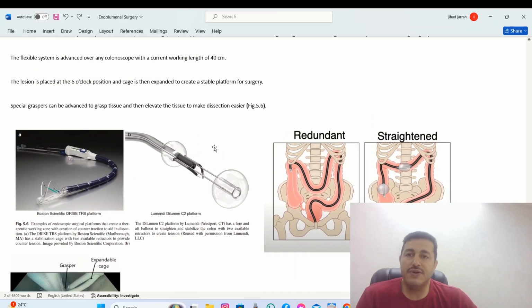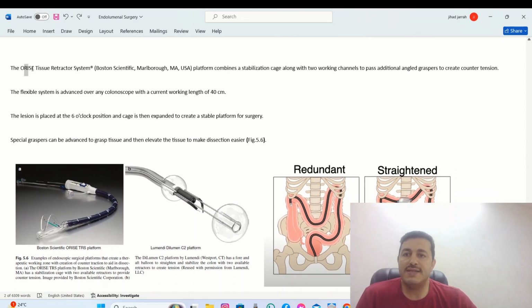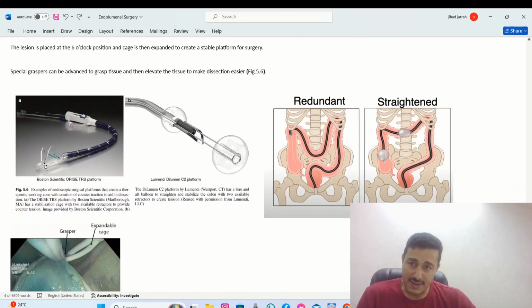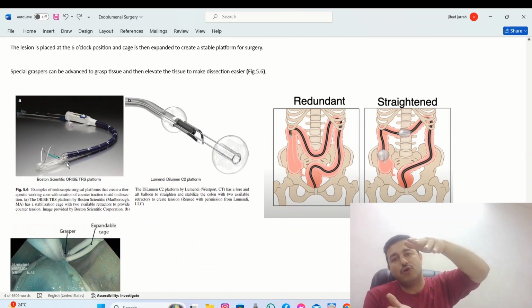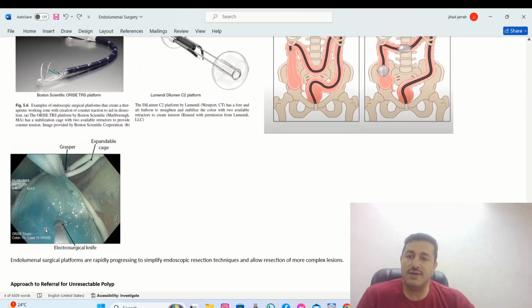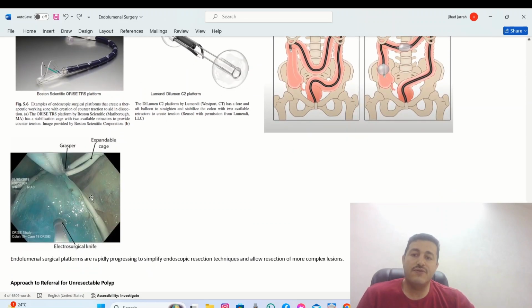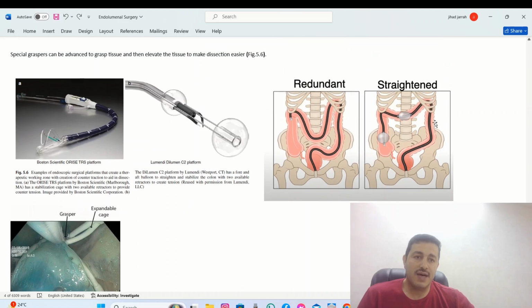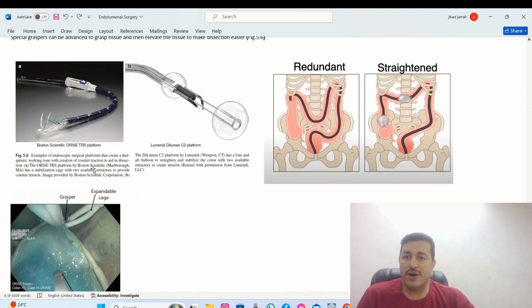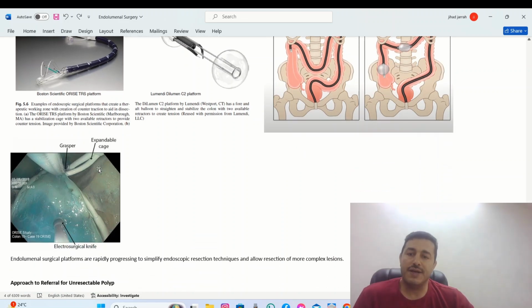We also have another technique for stabilization called the Ori's tissue retractor system. This is it. It actually stabilizes the colon, opens it, and as you see here, provides a good field for working. This is how the double balloon fixation looks, and this is Ori's platform. I think at this point a more experienced endoscopist can talk.